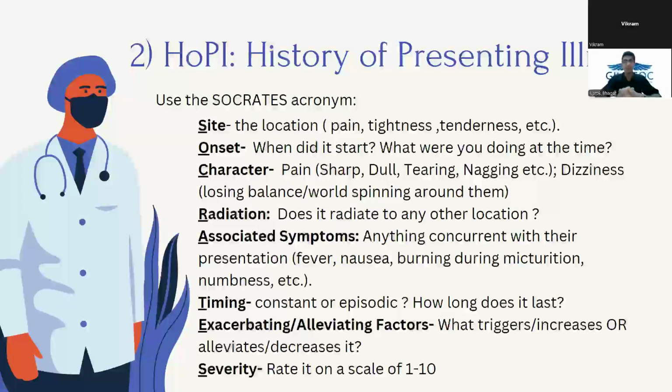Or let's say even any therapeutic plan. Radiation. This is mainly with respect to pain and tenderness. Let's say a patient comes to you with epigastric pain. It radiates to the back, very pathognomonic of pancreatitis. So hence these questions are very important.